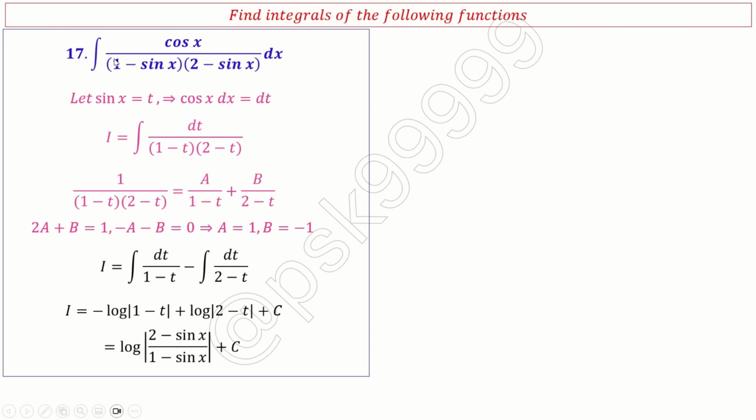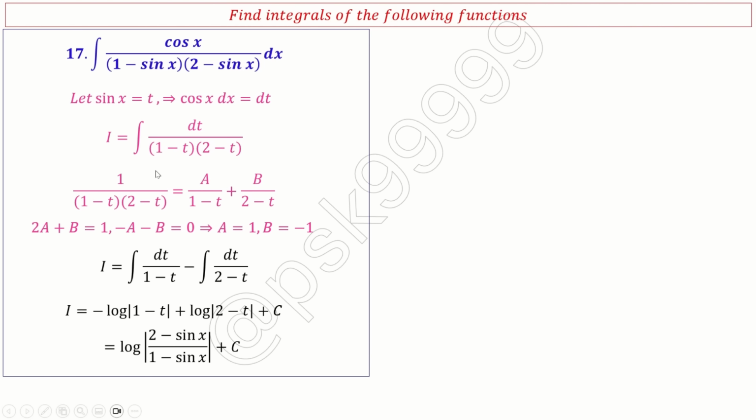Okay, next. Integration of cos x divided by 1 minus sin x into 2 minus sin x. We have sin x in the denominator, so obviously you will take sin x as t. So cos x dx is dt. Your numerator with dx becomes dt, and the denominator will have t terms. So my integration is the integration of dt divided by 1 minus t into 2 minus t.